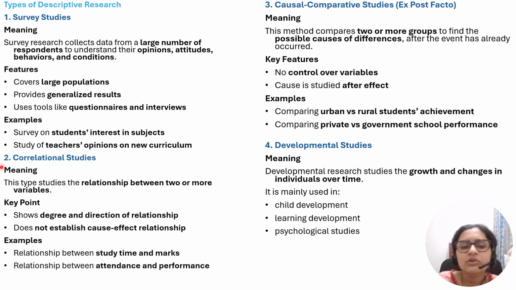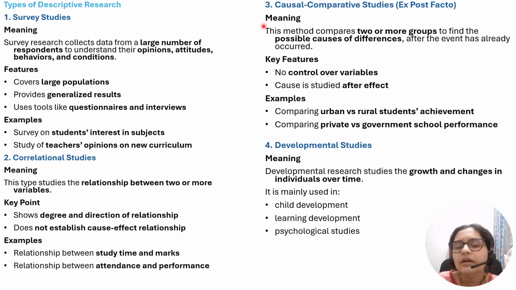Then the next one is correlational studies. It studies the relationship between two or more variables, how one variable is related to another. For example, relationship between study time and marks. These are different variables, and we are studying the relationship between them.